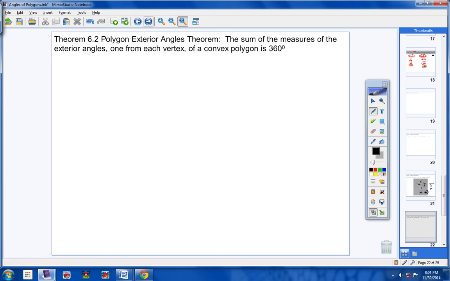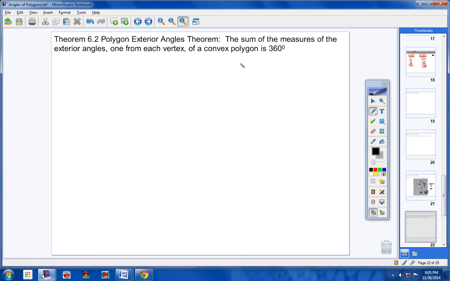So with that in mind, here's the theorem I want you to copy in your notes. You need to know this, okay? Theorem 6.2, the polygon exterior angles theorem. The sum of the measures of the exterior angles, one from each vertex, of a convex polygon is always 360 degrees, always. Isn't that cool?